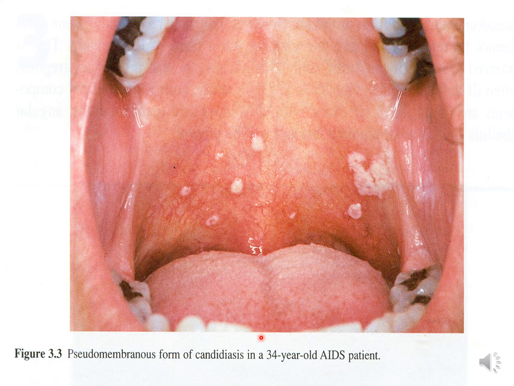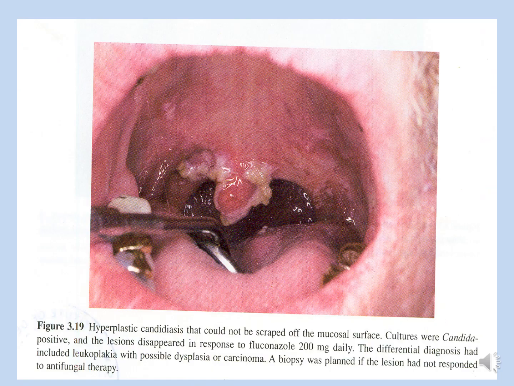Okay, so this is a picture of a 34-year-old patient who turned out to be an AIDS patient, and he has these white patches on the posterior tonsillar area. These are scrapable, and when they were identified under the microscope, they turned out to be candidiasis. So this is pseudomembranous candidiasis for you. Now this is another image of another patient. This is a case of hyperplastic candidiasis that could not be scraped off the mucosal surface.